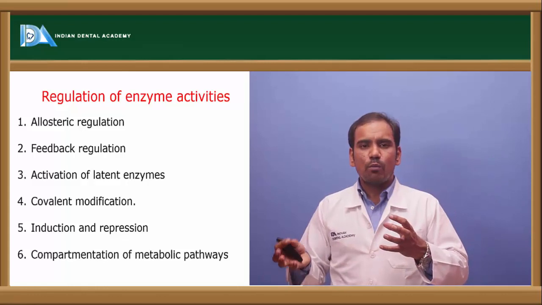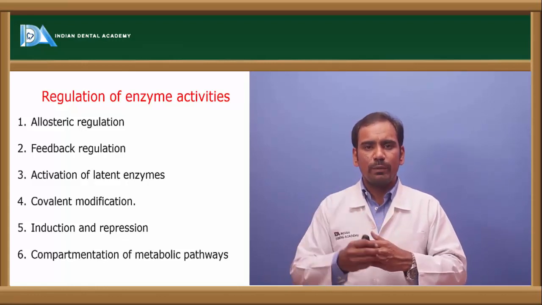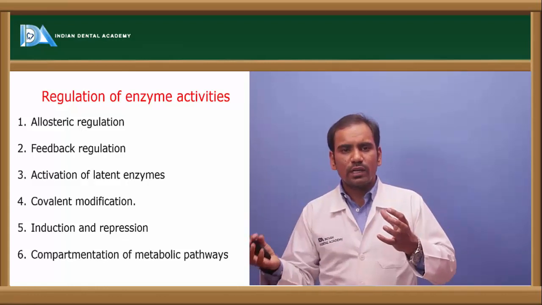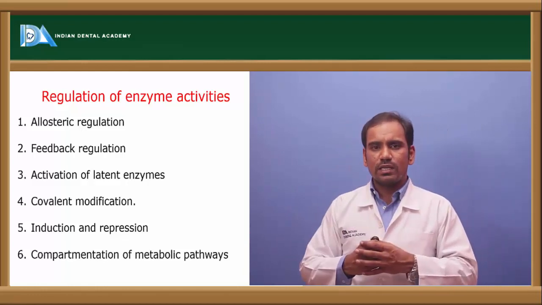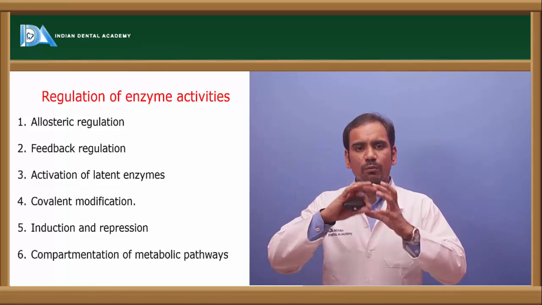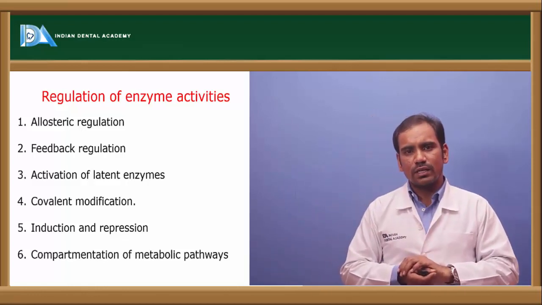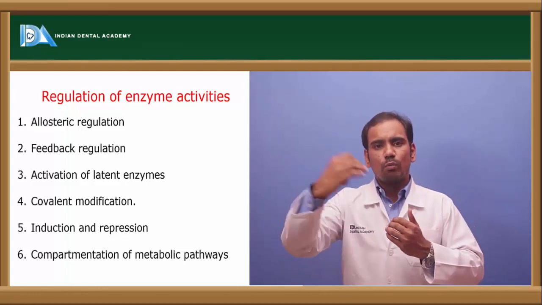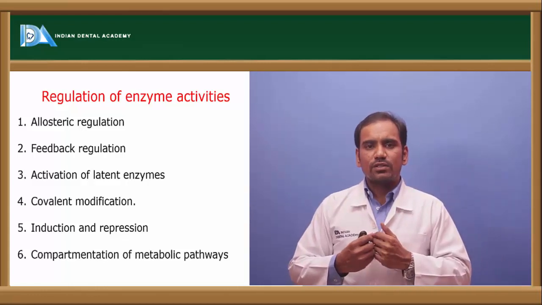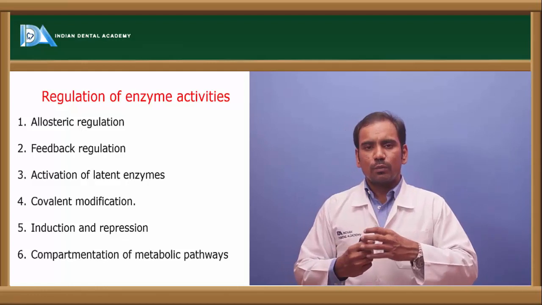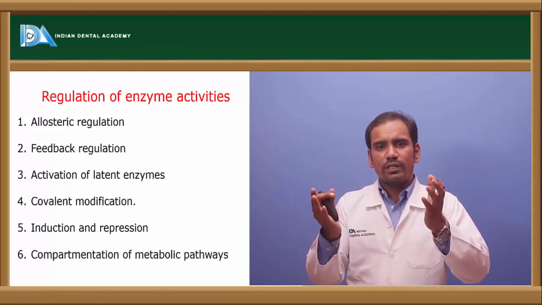If the allosteric modulator is a positive modifier, whenever it binds to the allosteric site, it increases the activity of the enzyme by bringing some conformational changes at the active site, so that it allows more binding of substrate to the active site of the enzyme. Okay? So that is called a positive modifier. A positive modifier increases the activity of the enzyme.